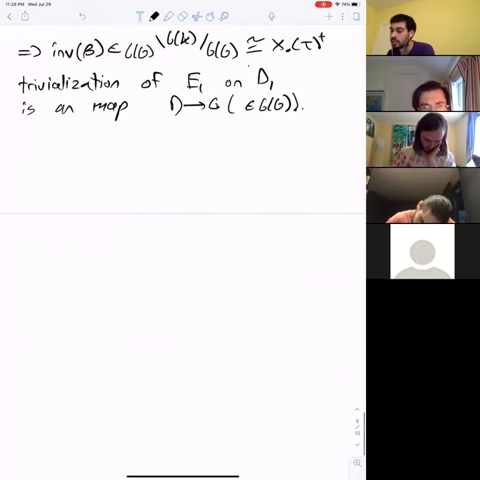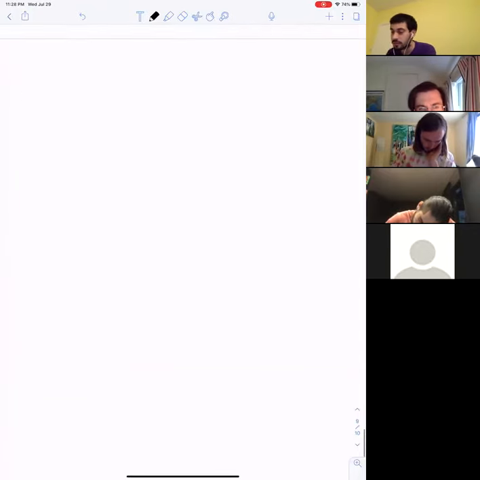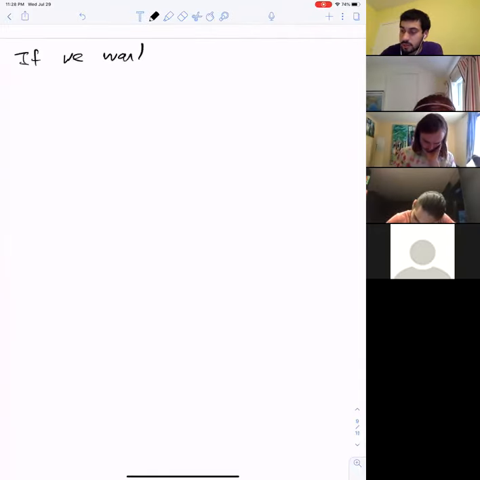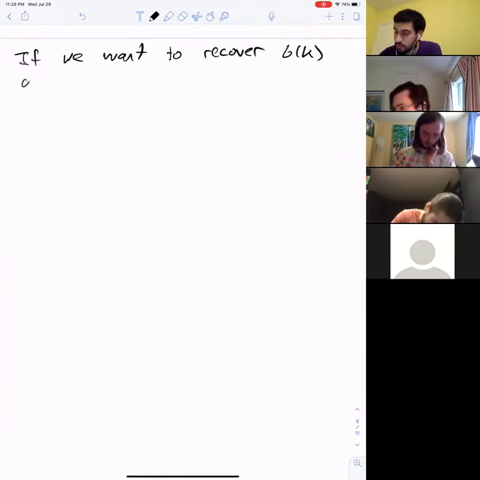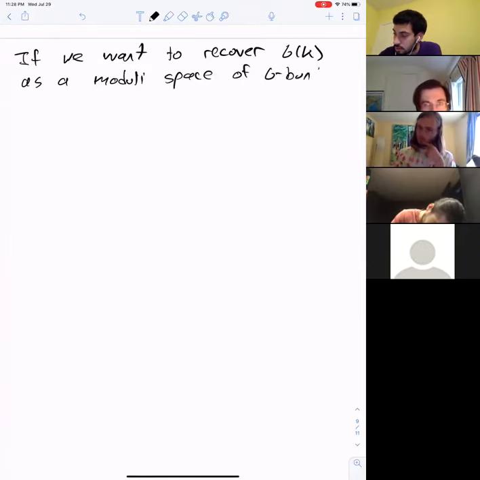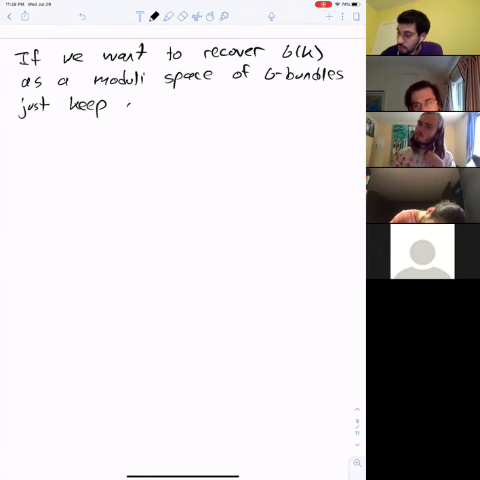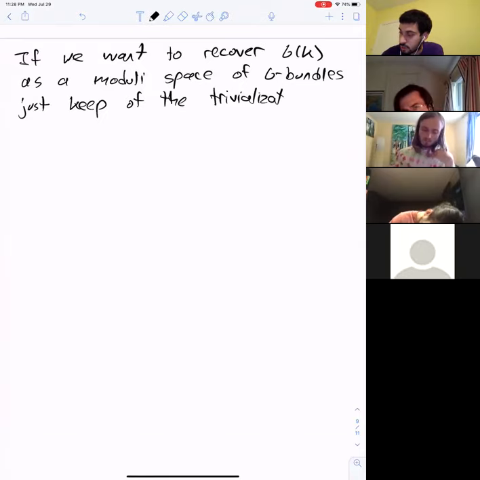So now let's say we actually want to recover GK. If we want to get GK as a moduli space of some kind of bundles, all we have to do is keep track of the trivializations. So if we want to recover GK as a moduli space of G bundles, just keep track of the trivializations, so actually have them be real data that's included.